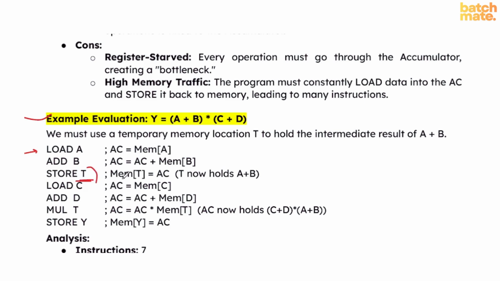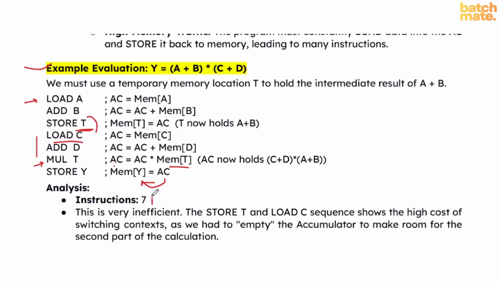So we save the result to a temporary spot in memory, T. Then step 2 for second bracket. Now the AC is free. So load C, add D. Now AC has C plus D. Now step 3 to multiply and finish. Now multiply by that temporary value we saved earlier. That's why multiply T. So AC has the final result. And finally, store Y. So here total instructions are 7.